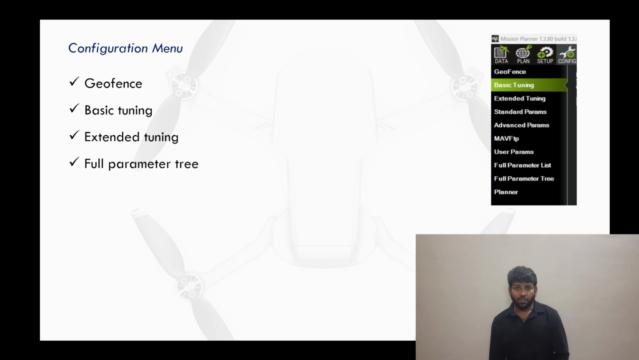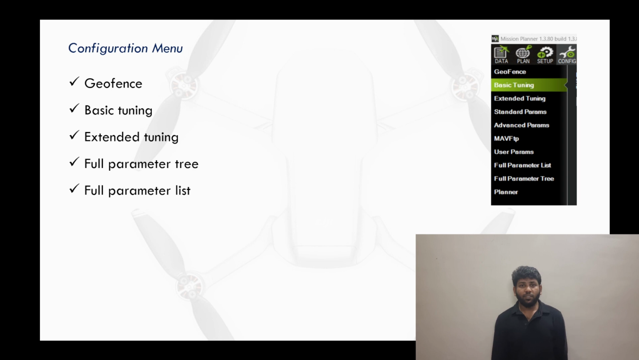Full parameter tree. The full parameter tree option provides access to the complete parameter tree for your drone autopilot system. This tree structure organizes all parameters into categories and subcategories. Similar to the full parameter tree, the full parameter list option presents a comprehensive list of parameters related to flight control, navigation, telemetry, hardware configuration and more. So it allows user to view and modify parameters in a linear list format.